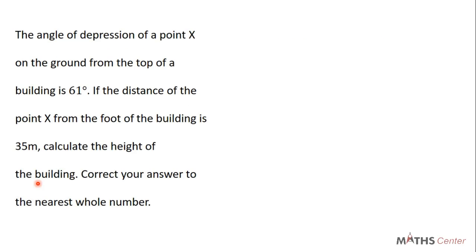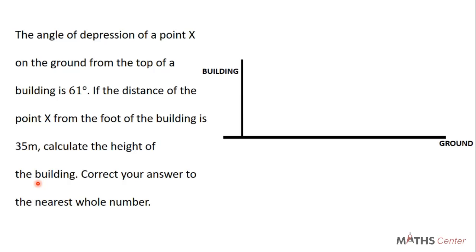The angle of depression of a point X on the ground from the top of a building is 61 degrees. So we are talking about the ground level here, and there is a building on the ground. So you have the ground level and this is the building on the ground. The question says the angle of depression of a point X on the ground from the top of a building is 61 degrees. So let's say that this is the point X on the ground.